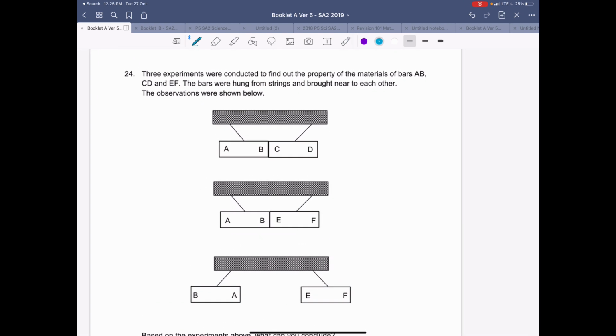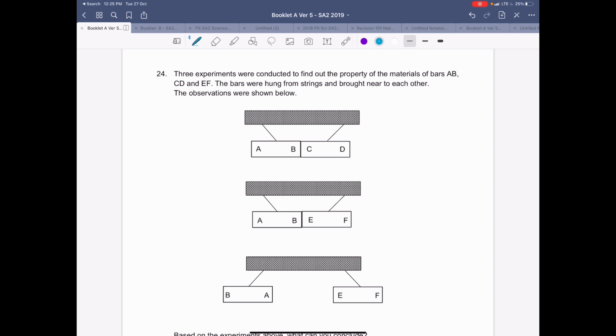Now, question 24. The experiments were conducted to find out the property of the materials of bars A, B, C, D, E, F. The bars were hung from strings and brought near to each other. These were the observations that were shown. Now, this is a question that you need to be very, very careful about. Why? Doesn't mean that they attract the bar. Did they say bar or did they say magnet? They say bar. So a lot of students, when they see this straight away, think it must be all magnet. That's wrong. You need to be very careful. The bars could be magnets or they could actually be just normal magnetic material. Okay, so you need to be careful.